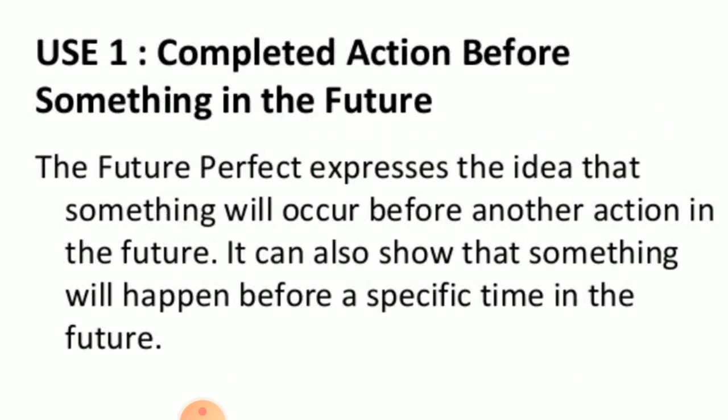Now let's see the use of the future perfect tense. The future perfect expresses the idea that something will occur before another action in the future. It can also show that something will happen before a specific time in the future. Means in the future something will get over before the specific time. To show that, we use the future perfect tense.